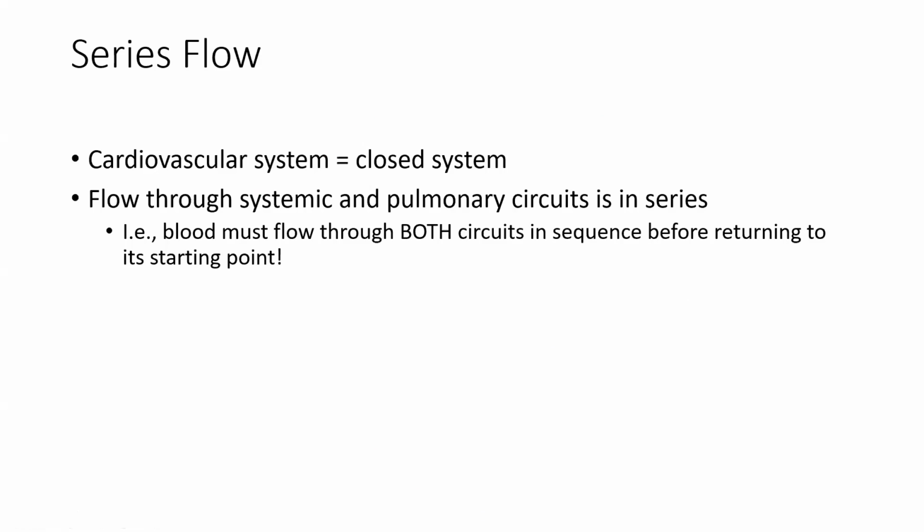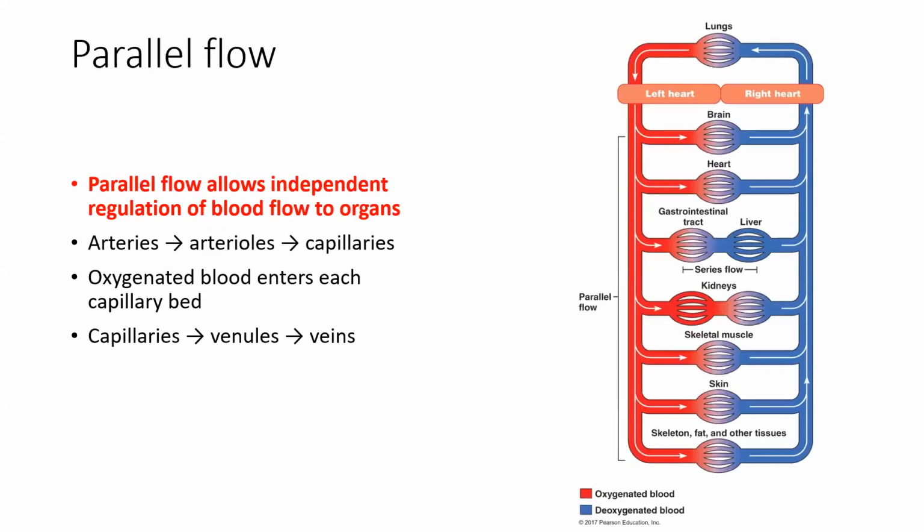So the cardiovascular system, again, is a closed system. We've got flow through the systemic and pulmonary circuits in series, meaning that all of that has to happen. It must go through both the pulmonary and the systemic circuit and then back to the heart. Whereas in parallel flow, blood kind of has a choice. It's going to flow independent of what's happening in the other organs.